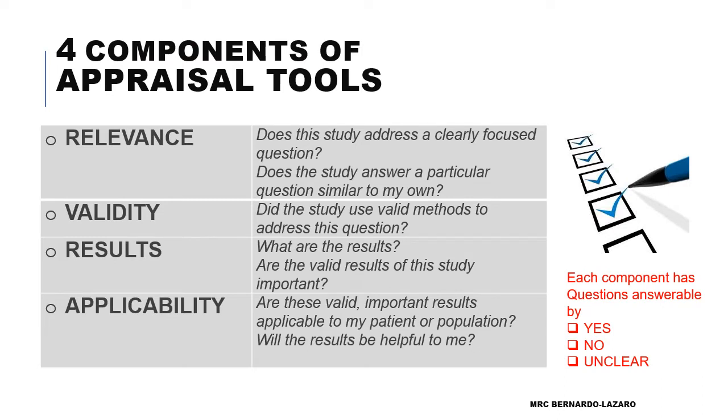I know that some of you may be intimidated when it comes to critical appraisal. Allow me to make some few important points to simplify things. There are usually four components of appraisal tools, and those are relevance, validity, results, and applicability. Remember it with the acronym RVRA. Relevance would ask if the study question is similar to your own.